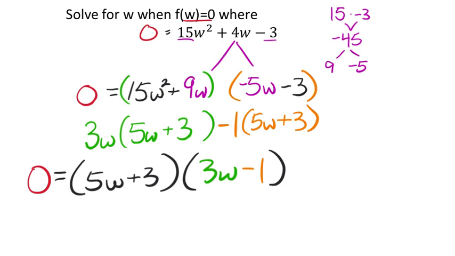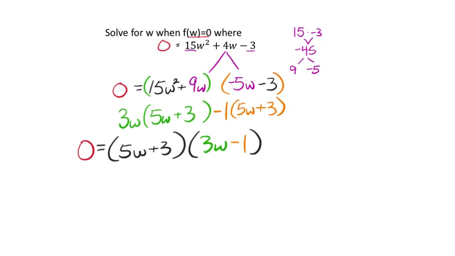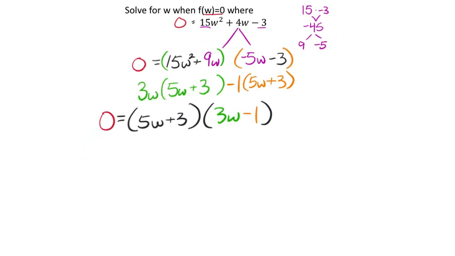In the past, for this whole unit, at this point we would have been done, but we've got a little bit more work to do. We have to solve these two by forcing them to equal 0. So let's do that. I'm going to give myself more space first, but I'm going to start with the 5W plus 3. If I could get it to equal 0, then the whole thing would equal 0.